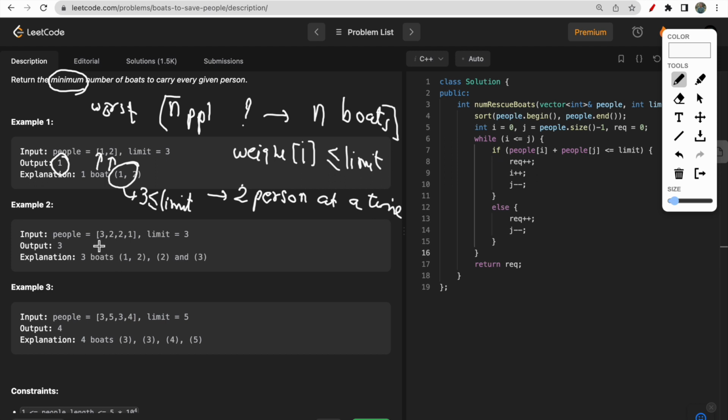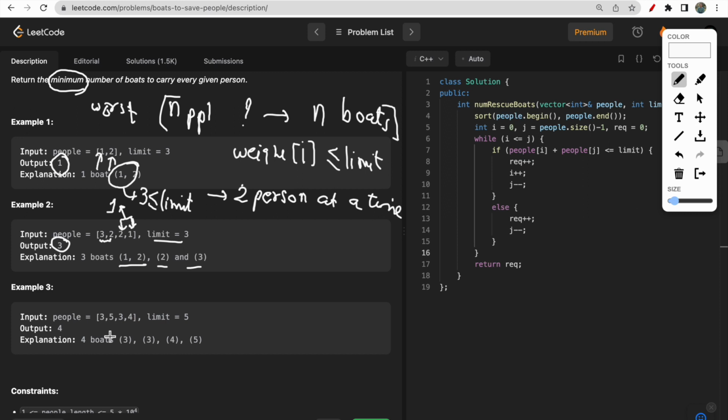Now if you take a look at this example, we can pair up this person with a weight 1 with a person with a weight 2, right? This way they both can travel in one boat. Now you can't pair up the 3 with this 2 because the limit is 3. Okay, so yeah, this type of pairing is possible. So a total of 3 boats will be required.